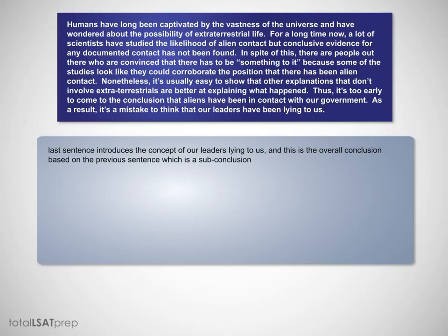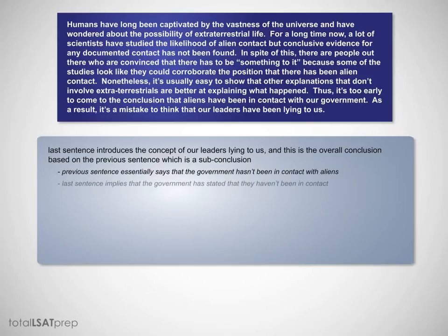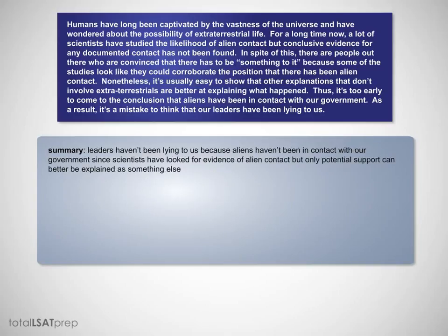And the last sentence introduces the concept of our leaders lying to us, and this is the overall conclusion based on the previous sentence, which is a sub-conclusion. The previous sentence essentially says that the government hasn't been in contact with aliens, and the last sentence implies that the government has stated that they haven't been in contact, and since there in fact hasn't been any contact, then the government isn't lying. So summarizing the conclusion and premises, we can say leaders haven't been lying to us because aliens haven't been in contact with our government, since scientists have looked for evidence of alien contact, but only potential support can better be explained as something else.